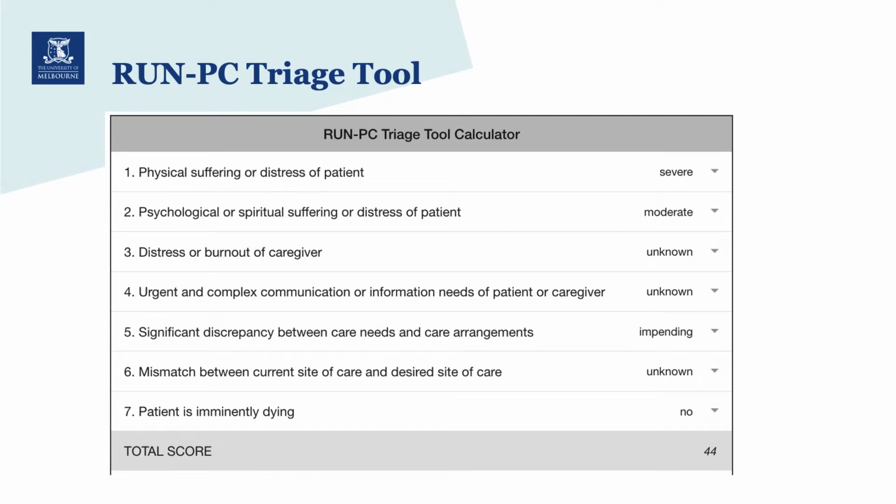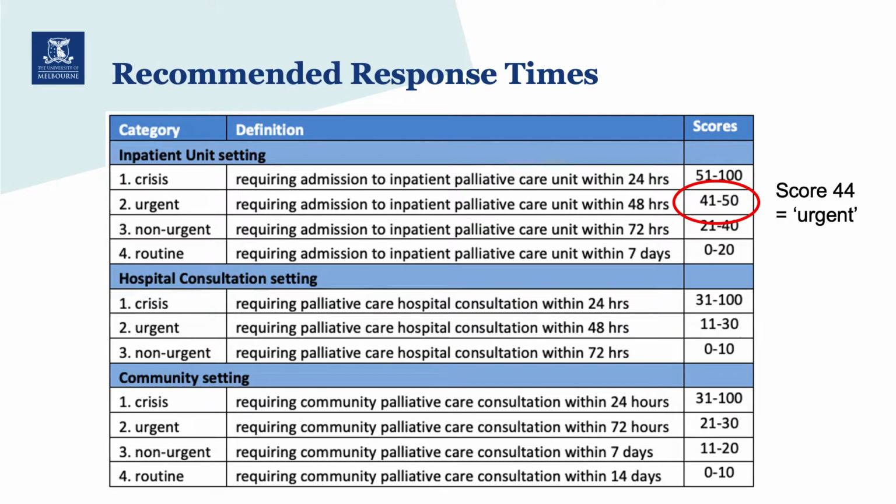And mismatch between current side of care and desired side of care. We weren't given that information, but that would be fairly easy to find out. I put not imminently dying, and so that gives a total score of 44 and puts her in the urgent category for inpatient referrals. But that score could possibly go up with some more information.